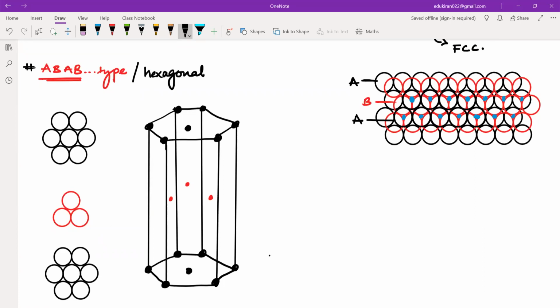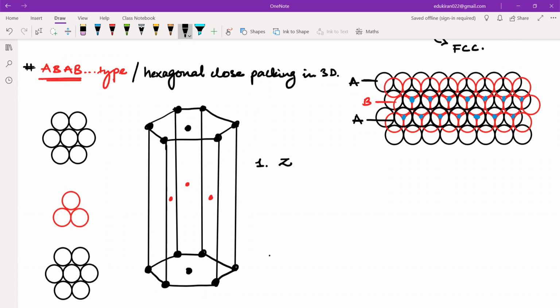Hexagonal close packing in 3D. Okay, so in this, you don't have to derive the packing efficiency, but we will look at the Z. Okay, the first thing that we will look at is the Z. So what is the Z here? What is the Z here?